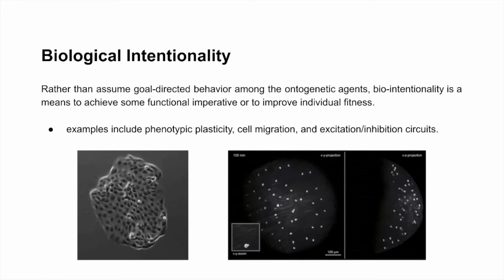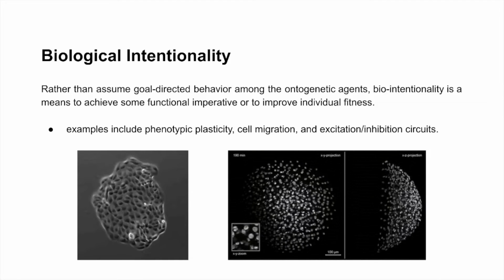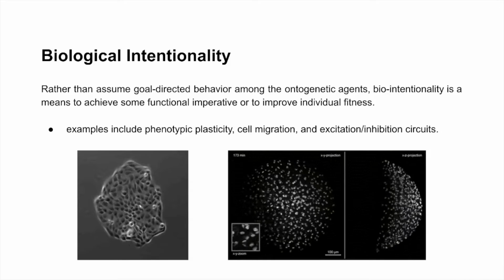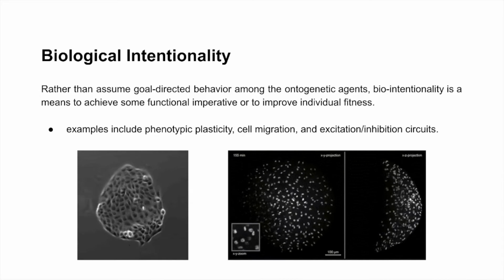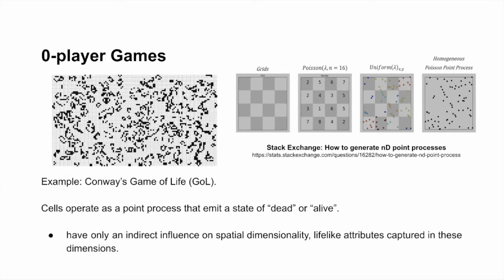So, biological intentionality, examples of this include phenotypic plasticity, cell migration, and excitation and inhibition circuits amongst neural connections. And so these are all intentional processes that drive the game. So now I'm going to go through a number of examples of different types of developmental game to give you a better idea of how this plays out in terms of the actual structure of the game itself.